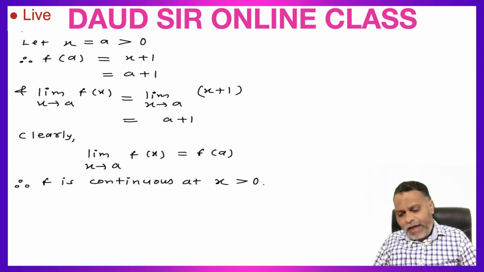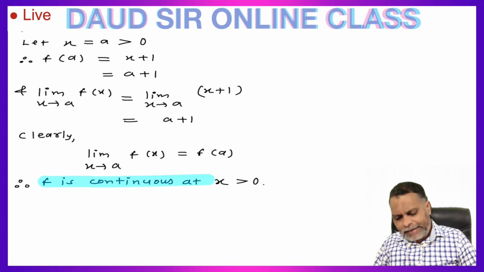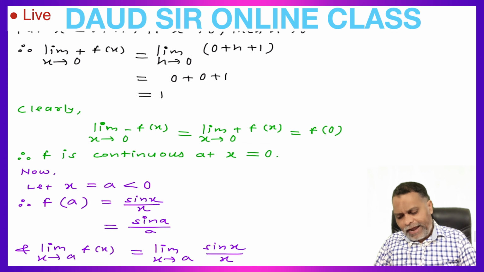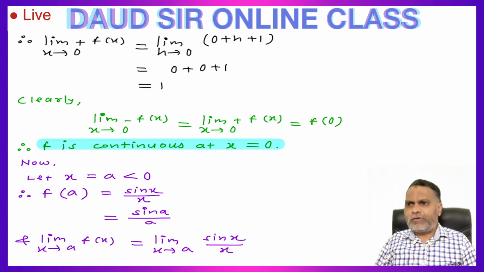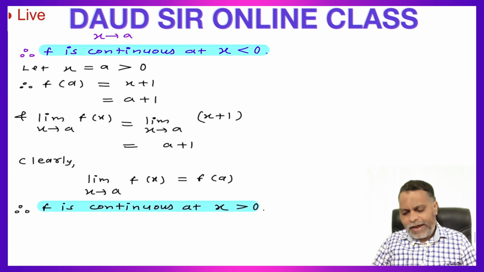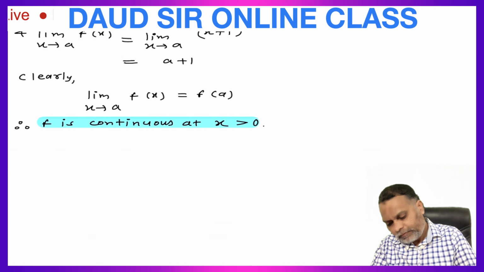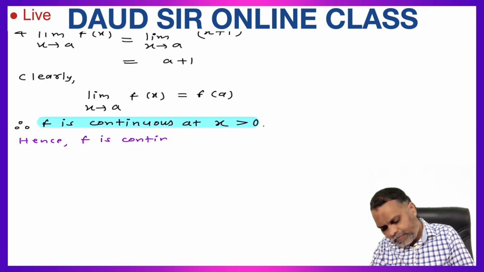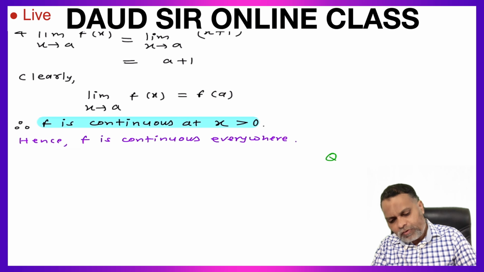So f is continuous at x is greater than 0, f is continuous at x is less than 0, and f is continuous at x is equal to 0. So we can say everywhere this function is continuous. Hence f is continuous everywhere, and this is proved. QED.